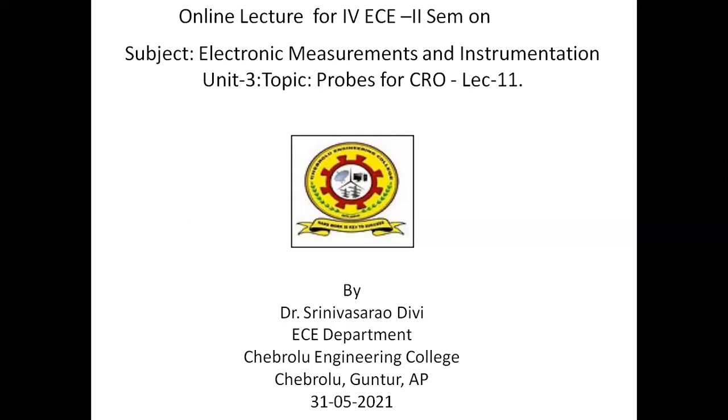The next topic is the different probes of the CRO. To measure the unknown signal voltage or frequency, first of all we have to connect the CRO to the point of measurement. For that we have to use probes. For the probes, we can use shielded wires and also two wires. With respect to the reference value, we have to measure the unknown signal, so for that we have to use two wires.